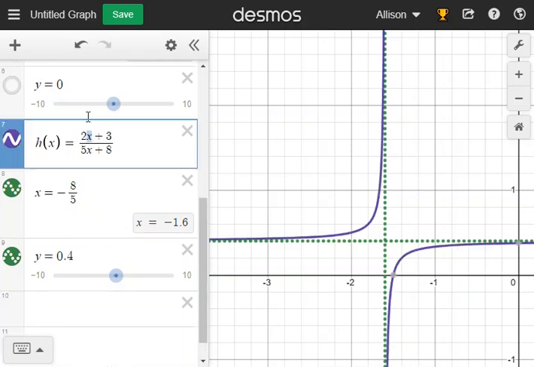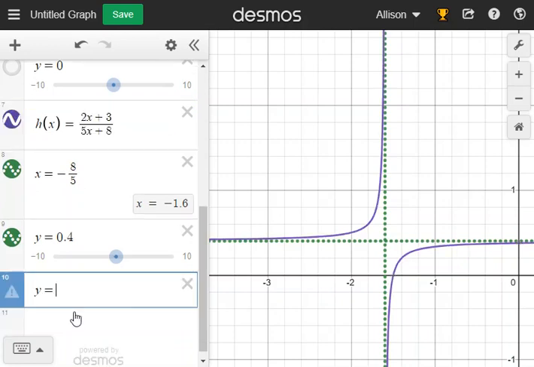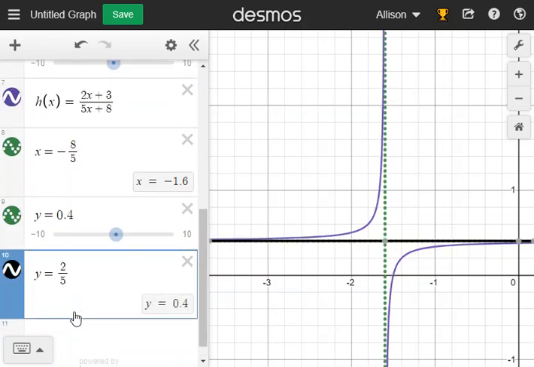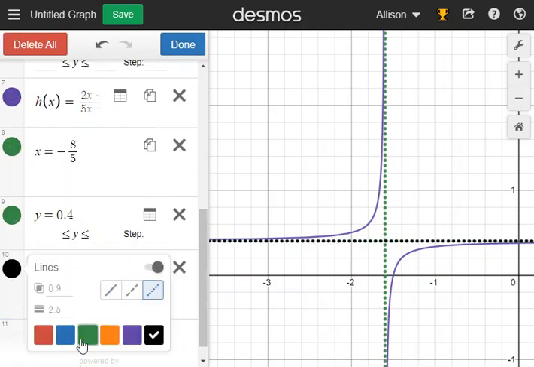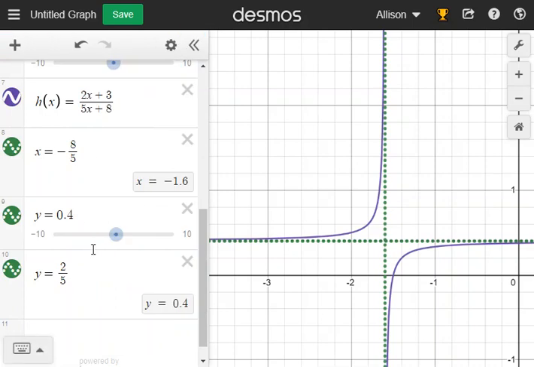Now we can also verify that algebraically with a ratio of leading coefficients. I have 2x over 5x, and 2 over 5 is, of course, 0.4. So that would be another way of expressing this: 0.4 or 2 fifths, same thing. And it's that ratio of leading coefficients. The quantity of x in both parts of the fraction, 2 divided by 5, is 0.4. So that is really the horizontal asymptote.